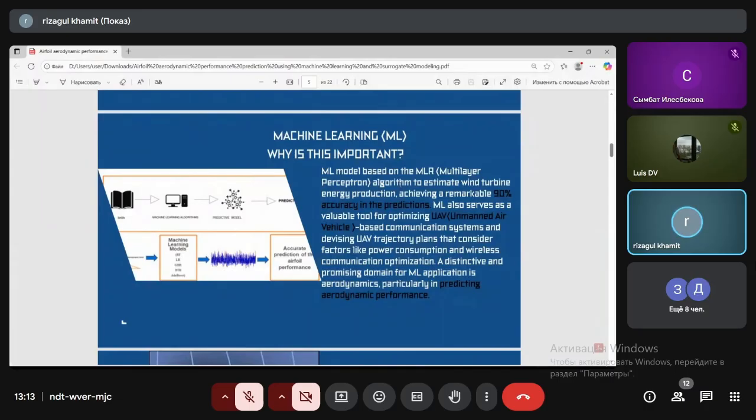However, machine learning plays a much more important role in predicting aerodynamic performance than in communication systems and other areas.